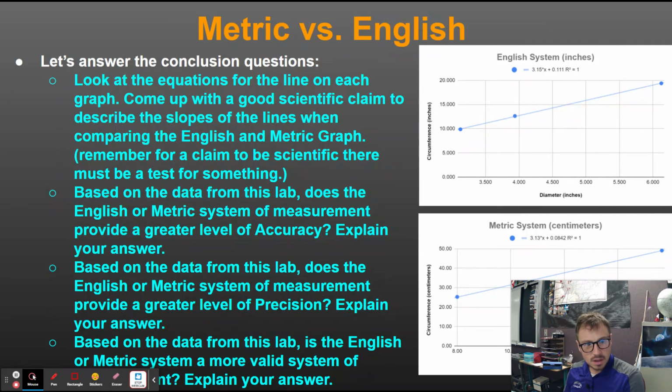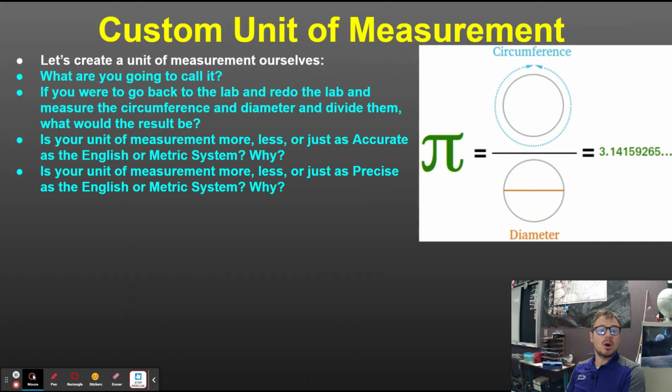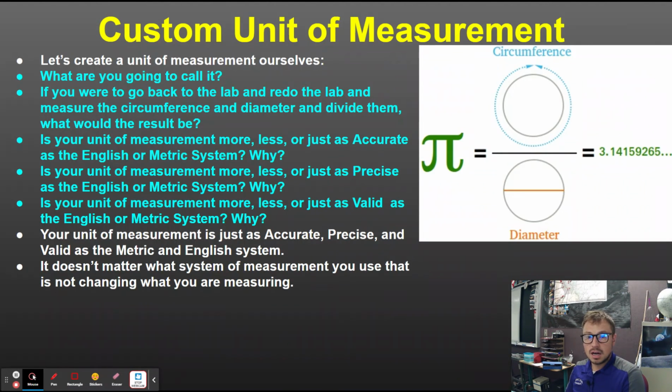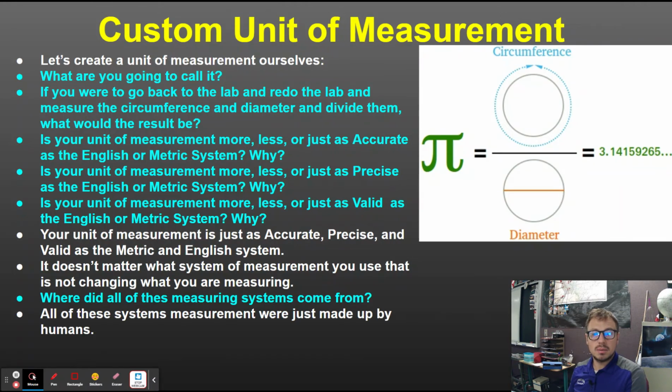Explain your answer. So to answer this, let's take a look at this, right? If we came up with our own unit right now, it doesn't matter what it is. I take a piece of tape and I say, this is the new measurement unit. Well, your measurement is going to be just as accurate, just as precise, and just as valid as the metric and the English system, right? And it's because that's not changing what you're measuring. If I made up a unit of length, the ratio of the circumference to diameter is still going to be 3.14159265.